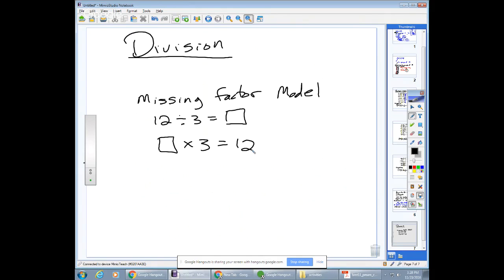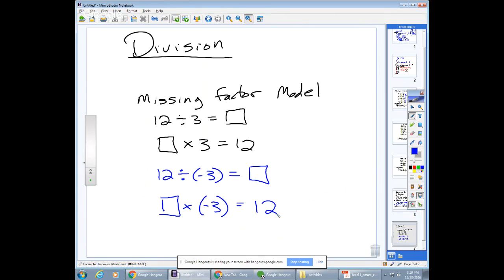So can we pull off the same thing with integers? So what if I had 12 divided by negative 3 equals what? So I rewrite that using the missing factor model, and that gives me what times negative 3 is equal to 12. So now I'm back to multiplication. So we have rules for multiplication. When do we get a positive product when multiplying integers? The same sign, right? So if one of them is negative, the other one has to be negative. So right away we know that the box has to be a negative number. And then we just think, well, what times 3 is 12? And we mess around with our products, or we just remember it. And we say, well, it's got to be negative 4. So now we have an answer for 12 divided by negative 3.